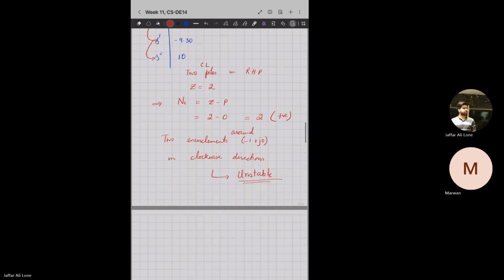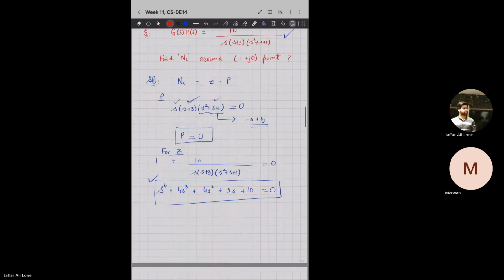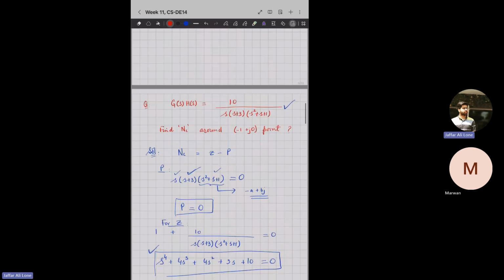Okay. So basically, it's like this. First, you see what is the order of the system? What is the type of the system? This is type 1 and order 4, right? So we have type 1 and order 4, and we know how to draw the polar plot of this type of a system, right?